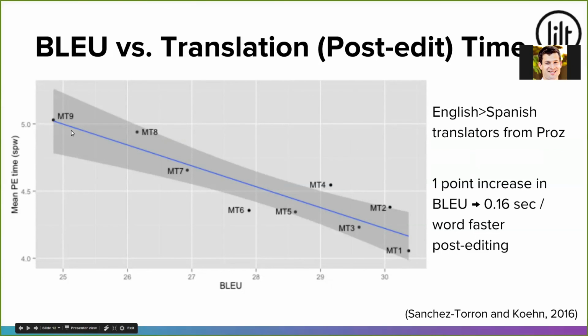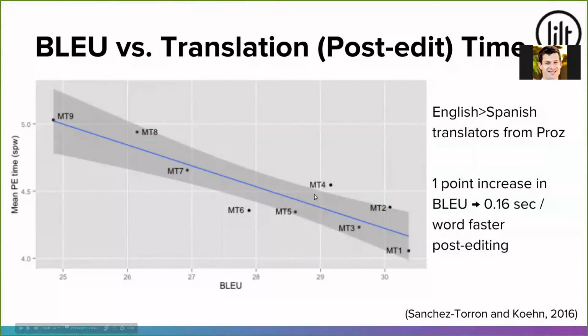And what you see is this very nice trend line. This MT system is the worst in terms of translation quality, and also its post-editing time is slowest. All the way down to the best system in terms of BLEU, which is the fastest in terms of post-editing time. So the result here was that for every 1 point increase in BLEU, you get about a 0.16 second per word decrease in translation time.